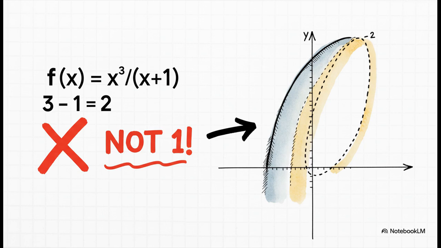Check this one out. x cubed over x plus 1. The degree on top is 3, on the bottom it's 1. What's the difference? 2. Is that exactly 1? Nope. So there is no slant asymptote here. This graph's end behavior is actually curved. It follows a parabola, not a straight line.